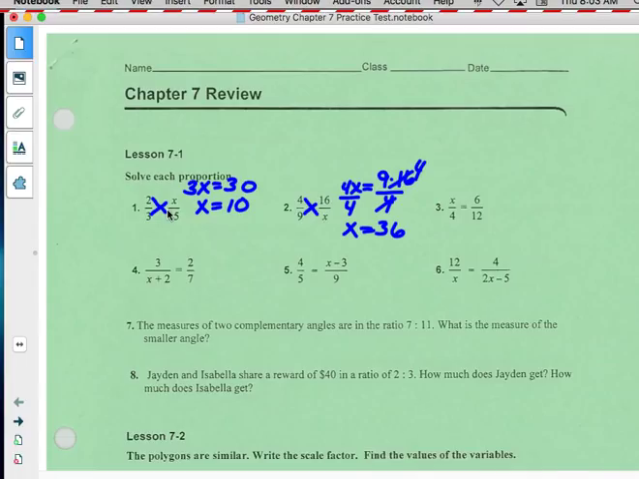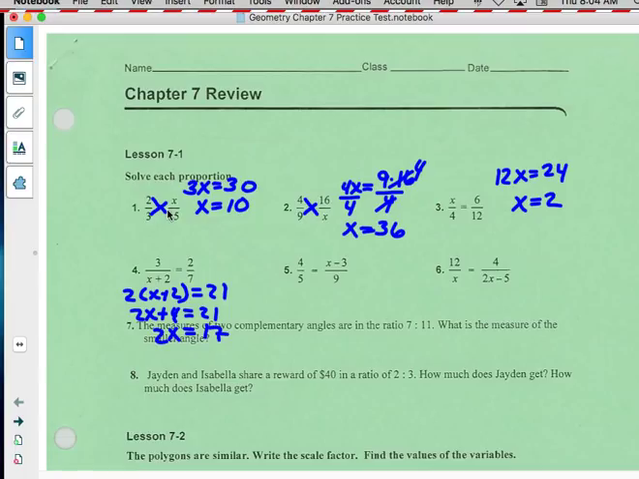In problem 3, cross multiply again, I got 12x is equal to 24. Divide by 12 and x is 2. Moving on to problem 4, I start working with binomials. And this cross multiplication, 3 times 7 is 21, but x plus 2 times 2 becomes 2x plus 4 is equal to 21. I subtract 4 from both sides, and I get 2x is equal to 17, and I get x is equal to 8.5 when I'm done with that.